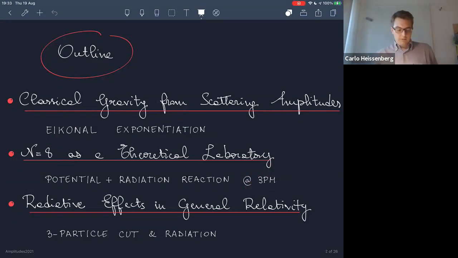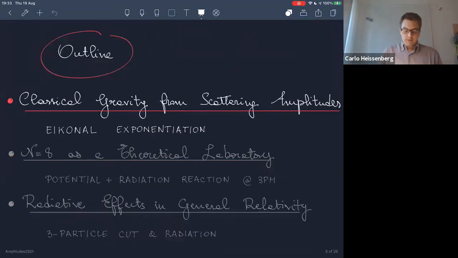And N=8 will serve as a useful theoretical laboratory to illustrate many physical effects that also appear in the real-life general relativity calculation, in particular the interplay of radiation reaction and potential effects. And then in the last part, we will discuss how these radiative effects can actually be calculated in general relativity via amplitude methods, in particular focusing on the 3-particle cut of the amplitude. And hopefully towards the end, we'll be able to mention how real radiation fits into this picture.